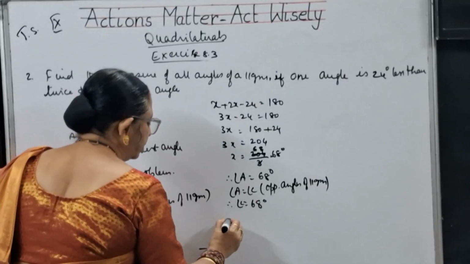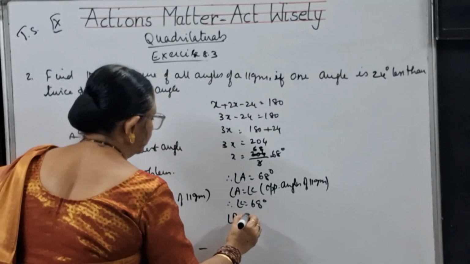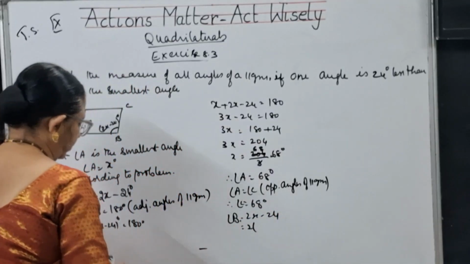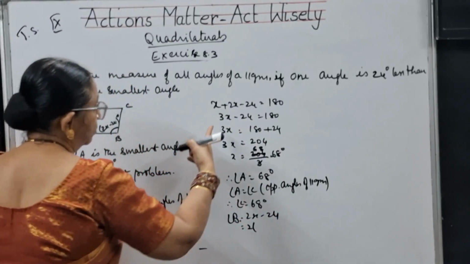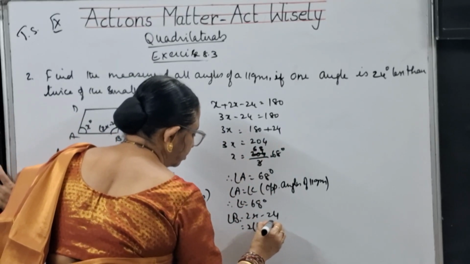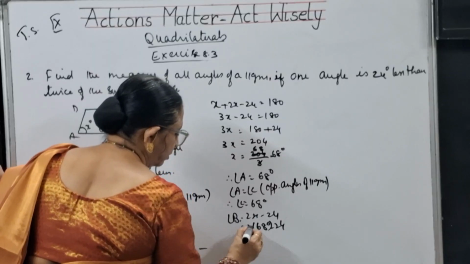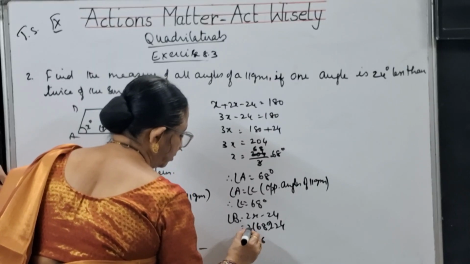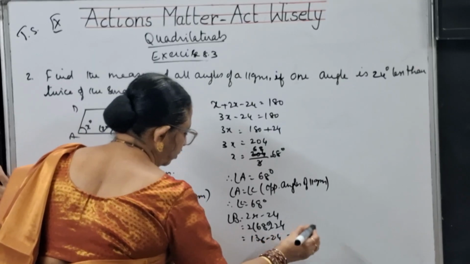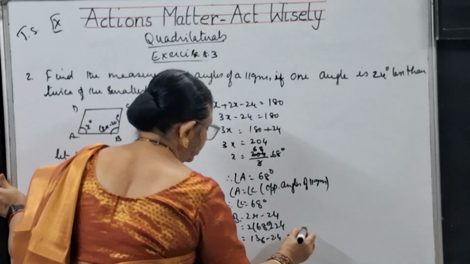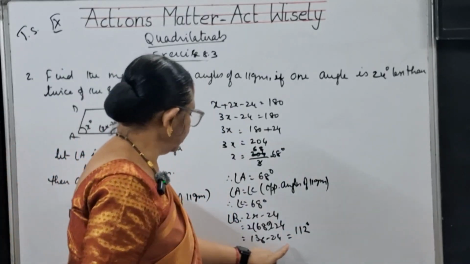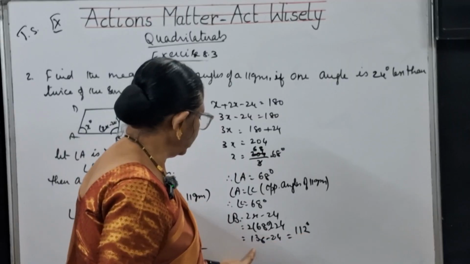Now, what is angle B? Angle B is equal to 2x minus 24. That is 2 into, what is the x value I have got? Here I have got x as 68. So 2 times 68 is 136, minus 24. How much am I getting? 136 minus 24: 6 minus 4 is 2, 3 minus 2 is 1, and 1.